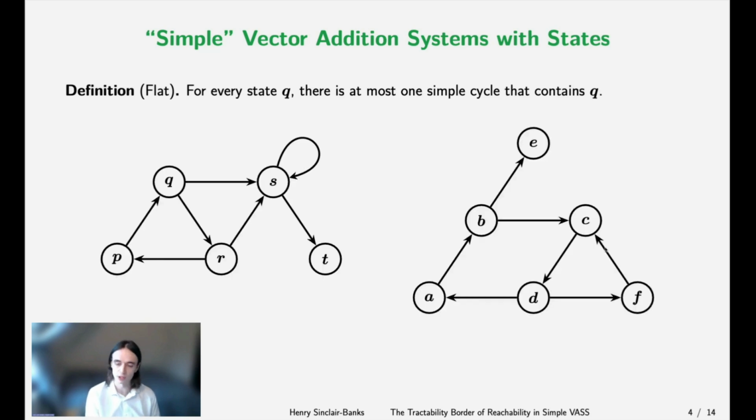So here's two examples of VAS. Notice that this is a structural restriction, so I'm not going to bother drawing the vector labels on the transitions. The left system is flat. Notice there is a cycle PQR. And there is a cycle at S, that little self loop, but there are no states that belong to more than one cycle. Whereas on the right, the system is not flat. Notice that both nodes C and D, or rather states C and D, both belong to two simple cycles.